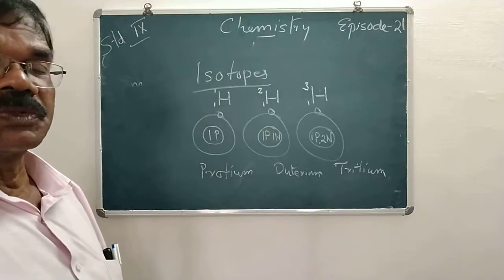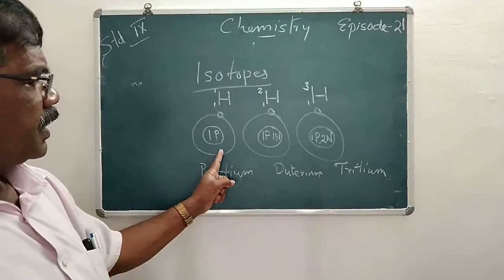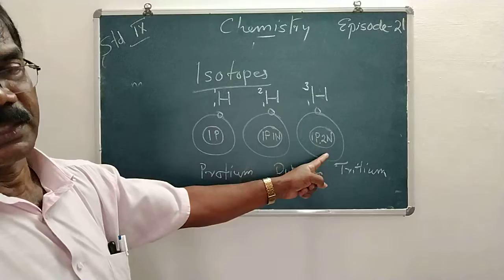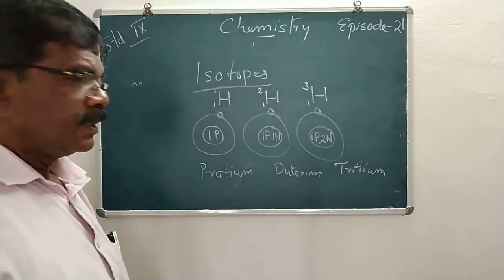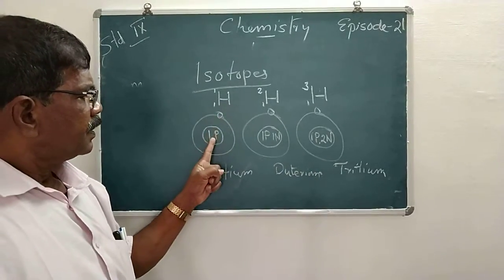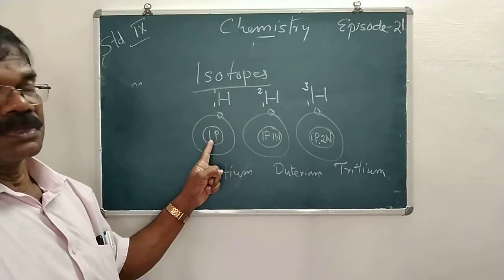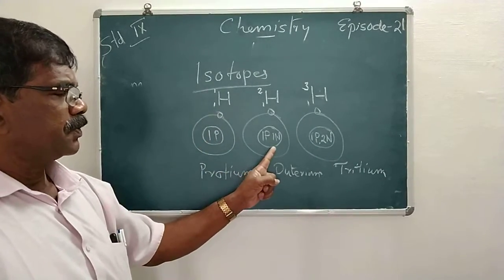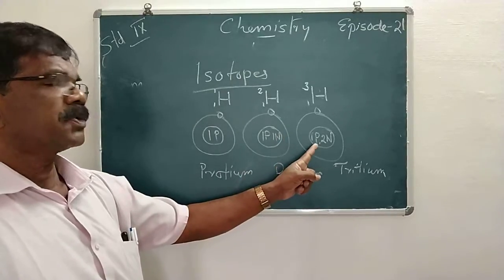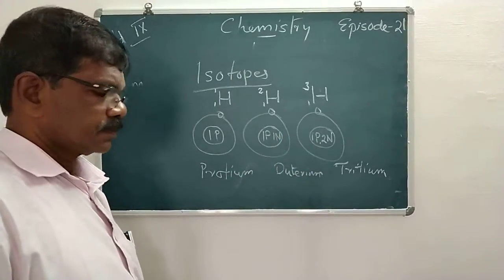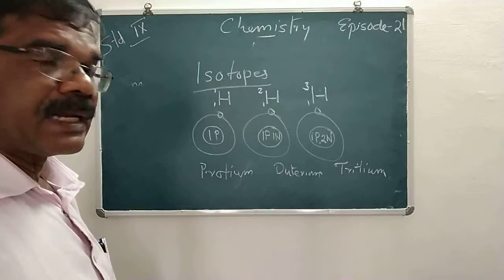What are the three isotopes of hydrogen? Protium, deuterium, tritium. How do they differ from each other? In protium, there is only one proton, so the mass number is 1. In deuterium, there is one proton and one neutron. And in tritium, there is one proton and 2 neutrons. What are the isotopes of carbon?